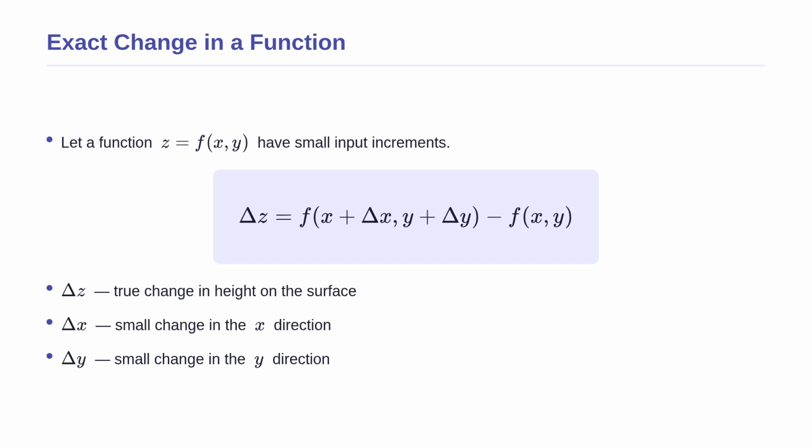This formula simply says that the change in elevation is the new height minus the old height. Delta z represents the true change in height on our surface. Delta x is the small change in the x direction and delta y is the small change in the y direction. Calculating this exactly can be very difficult for complex functions, which is why we need to look for a reliable approximation.